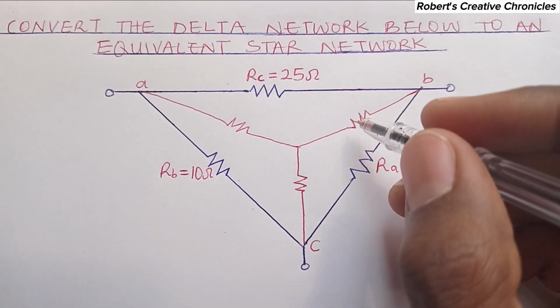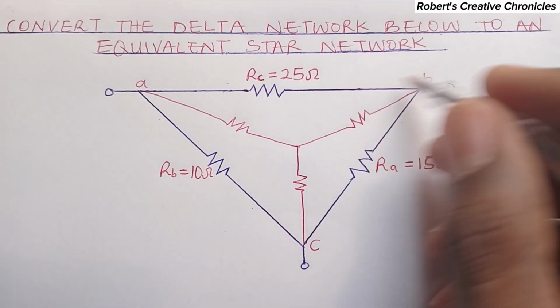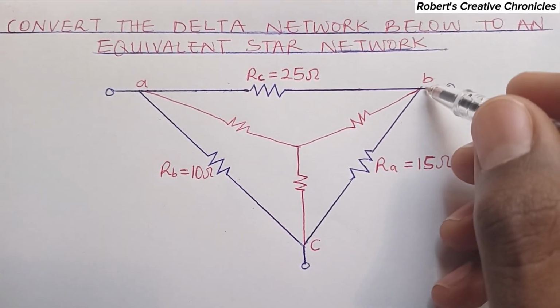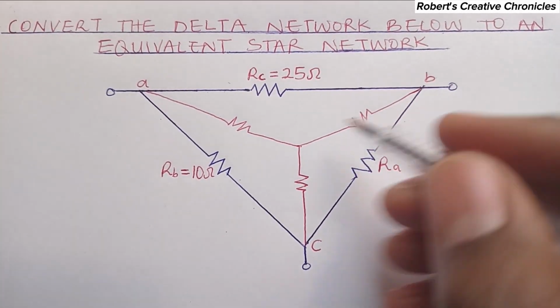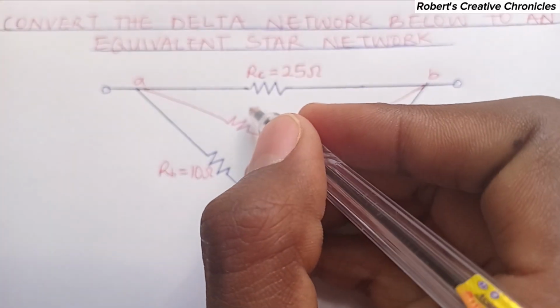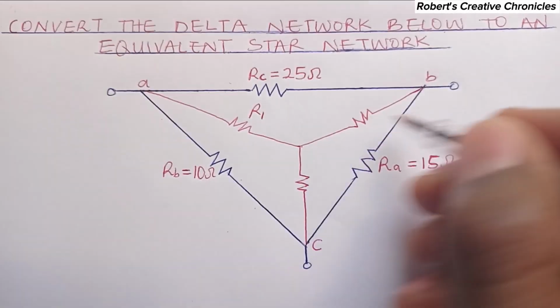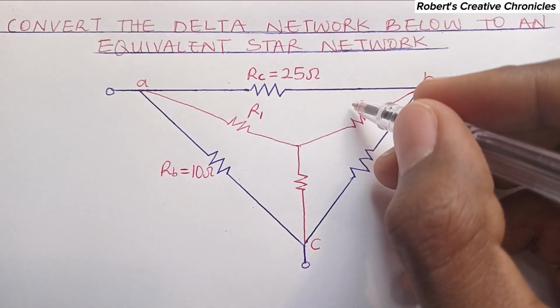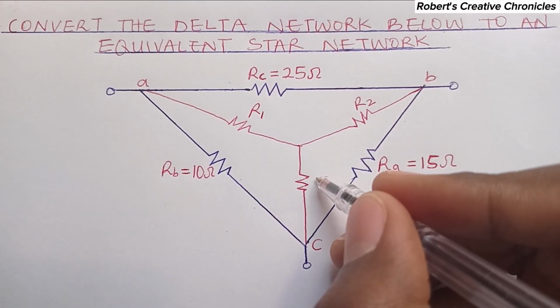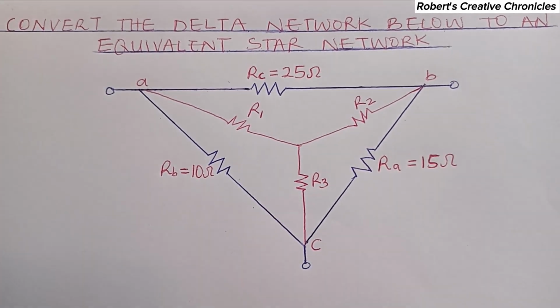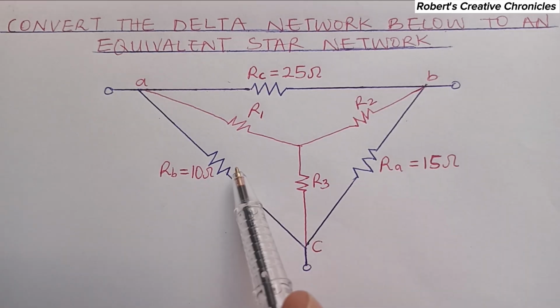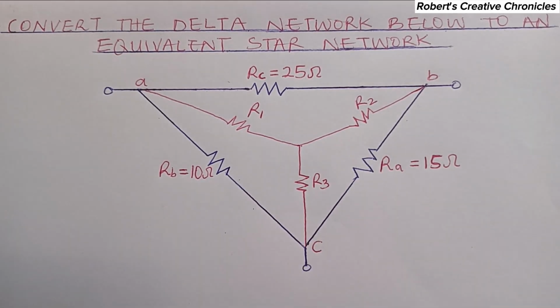So now this one normally we call RB since it's connected to the terminal B, but since there's already RB, RA and RC, we just call this one R1, this one R2 and this one R3. Now what we are expected to do is to find R1, R2 and R3, which is the star connected resistance.